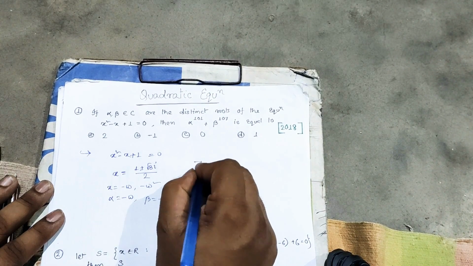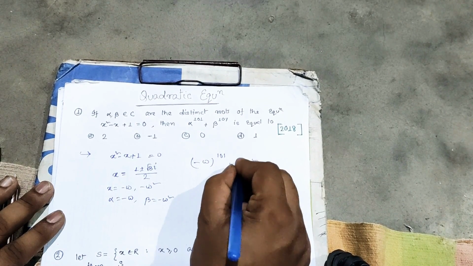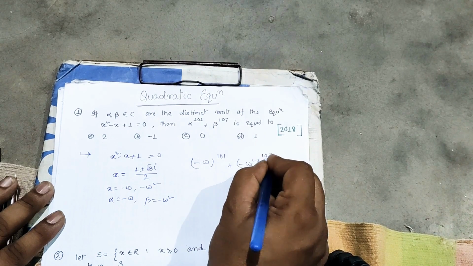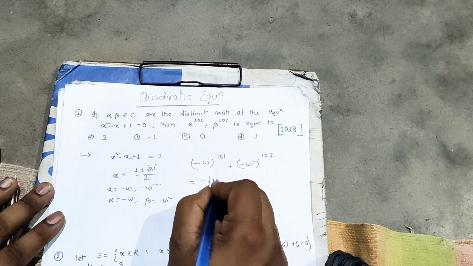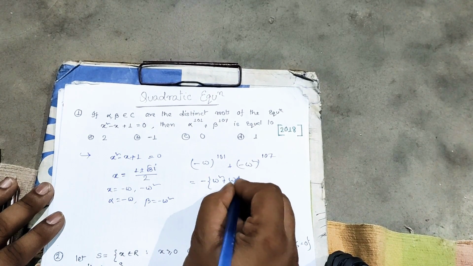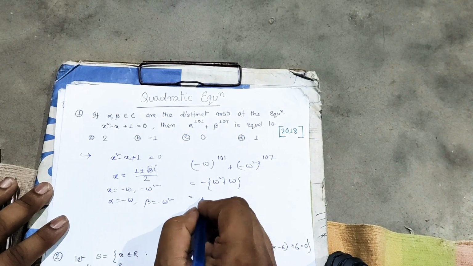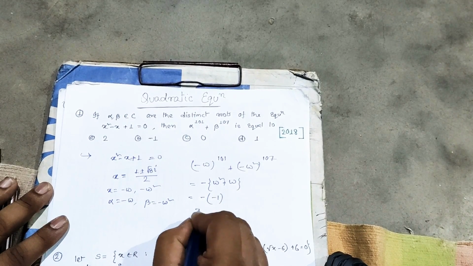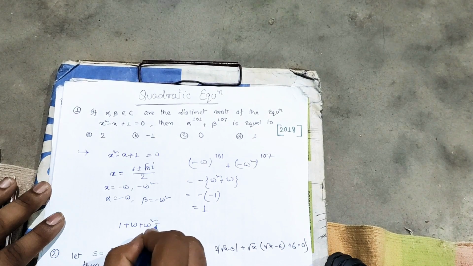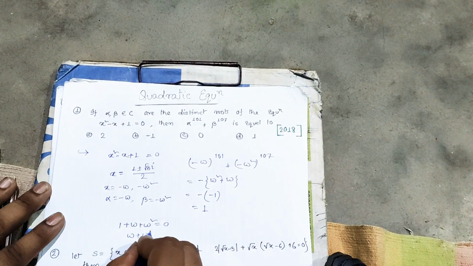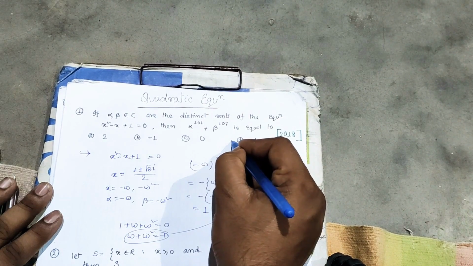So if I add minus omega to the power 101 plus minus omega square to the power 107, I will get minus times omega square plus omega, as omega cube equals to 1. So it will equal minus times minus 1 equals to 1, as we all know 1 plus omega plus omega square equals to 0. So omega plus omega square equals to minus 1, and put it here and you will get 1. So correct answer is option number D.